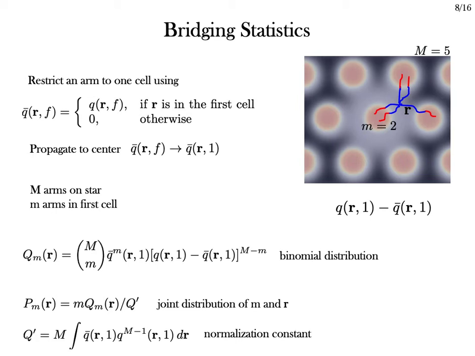To be clear, imagine that you could reach into the melt and grab an arm attached to the first cell. This joint distribution gives the probability that the arm that you grab is attached to a molecule with exactly little m arms attached to the first cell. This probability is expressed as a distribution function of the position of the molecular center. Later, we will integrate out the position dependence of the joint distribution to obtain the marginal distribution. This gives the probability that an arm attached to the first cell is attached to a molecule with exactly little m arms attached to the first cell.